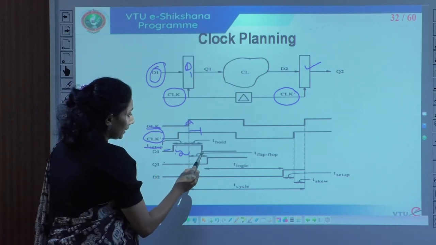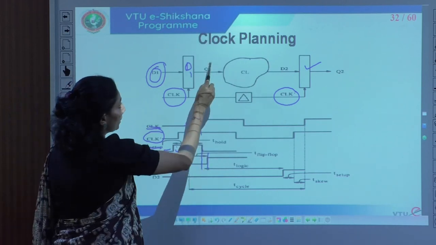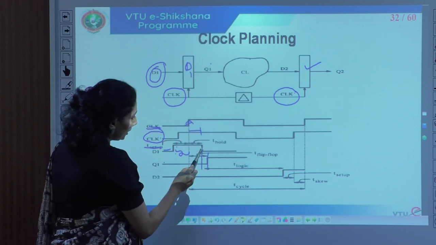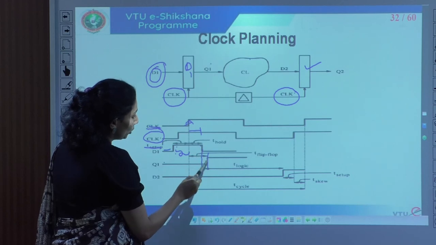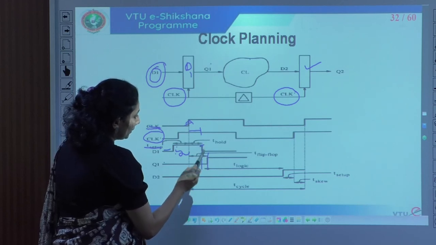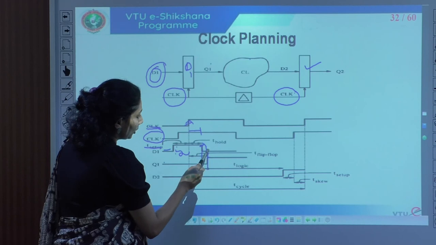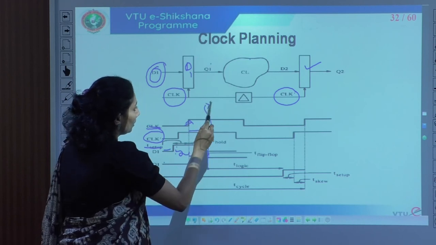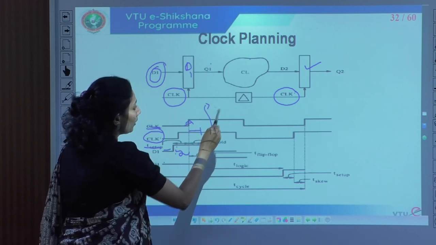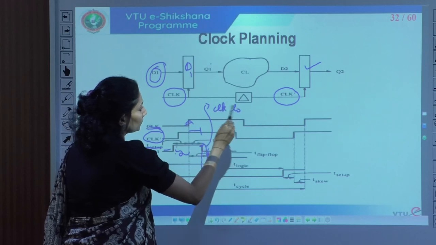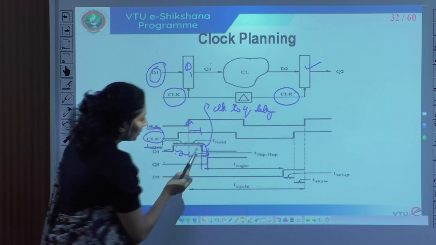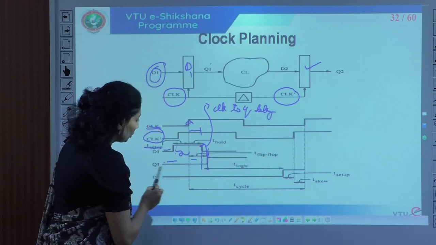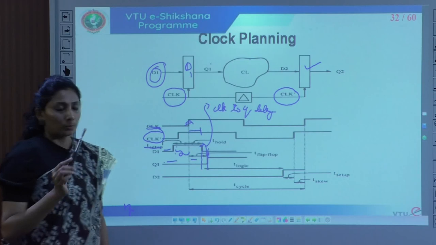D1 reached the value and done. Q1 follows with a particular delay. So, this is the amount of delay, the propagation delay. This is what is called the D to Q delay. It's a clock to Q delay, we call this with respect to the clock edge, right? Clock to Q delay. With some clock to Q delay, Q1 is producing the output.